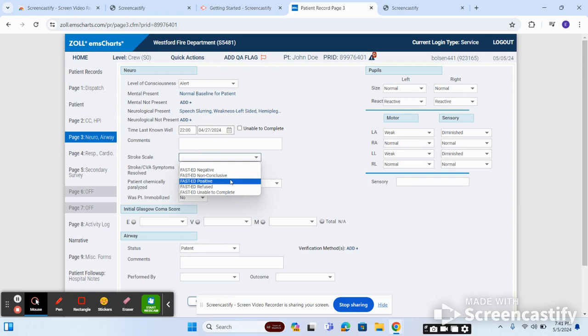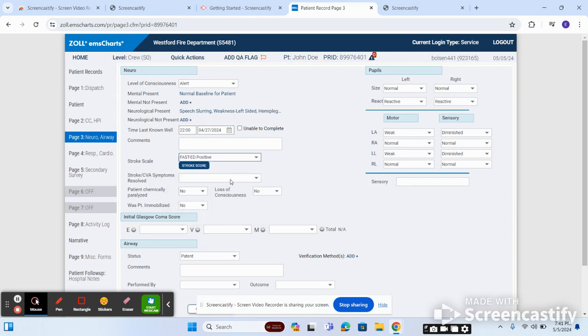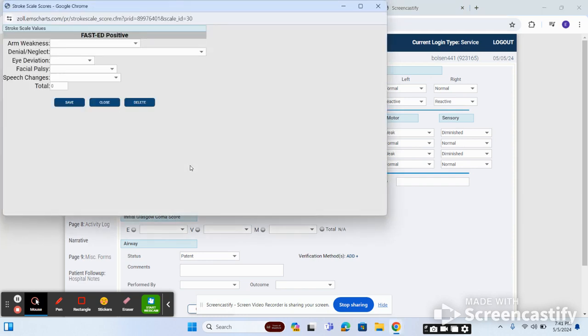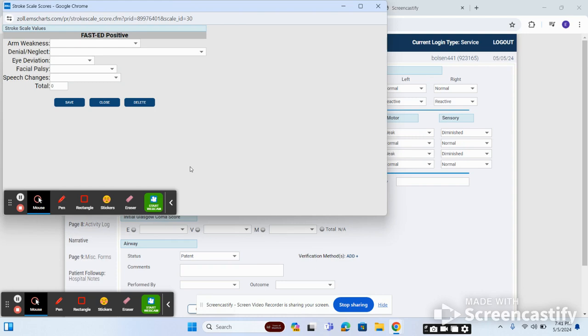He's got unilateral weakness and he's got a forced right gaze. So we're going to say positive. This is going to unlock the stroke score. We're going to hit this. This can be helpful if you do not know the FAST-ED score right off the top of your head.